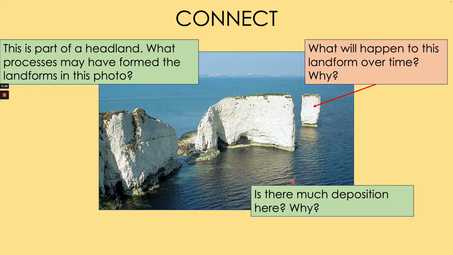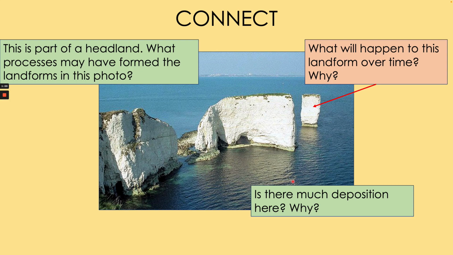This here, what you see, is part of a headland. A headland is a part of the coast that protrudes, sticks out from the coastline. See if you can answer the two questions about it already. Maybe say your answers out loud or jot down some points. So this, what you see in this photo, is an example of a set of landforms created by the processes of erosion. It's one of several that I'm going to show you today.